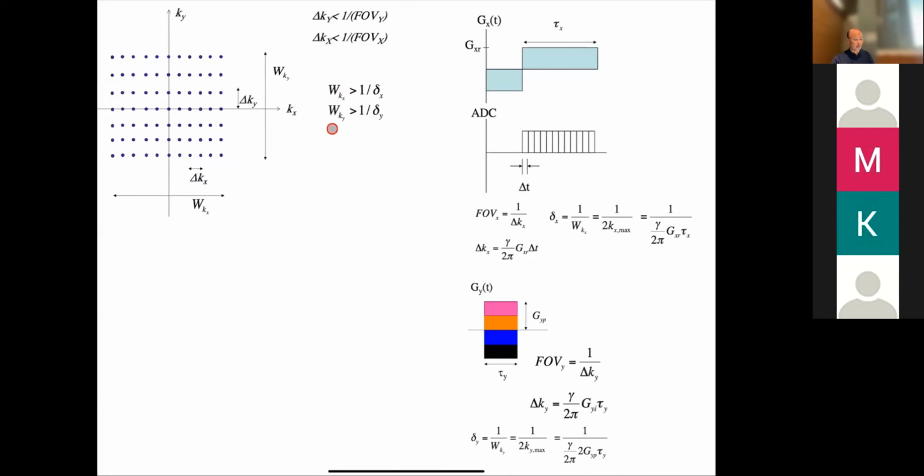And then there was one thing about the dephaser. The dephaser refers to this. This is the readout dephaser here. And you notice this has to basically take you out to this point in k-space, right?